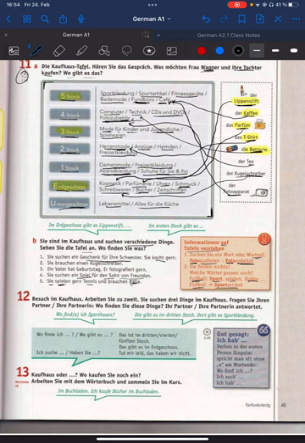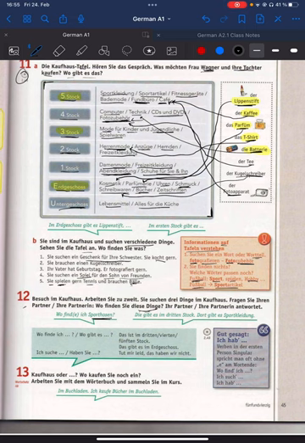Arbeiten Sie zu zweit. Work in a pair of two. Sie suchen drei Dinge im Kaufhaus. You search three things in the Kaufhaus. Fragen Sie Ihre Partner, wo finden Sie diese Dinge? Ihre Partner antworten. Okay, so you have to go to a shopping store with your friend from the class and then you have to do this activity in the shopping center. Okay, so do this, guys. Let's proceed.